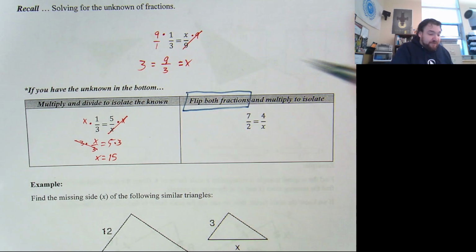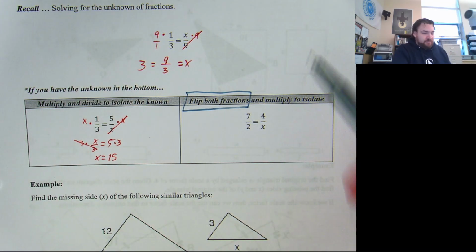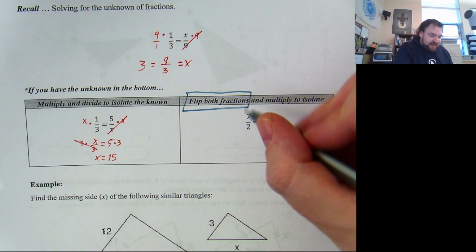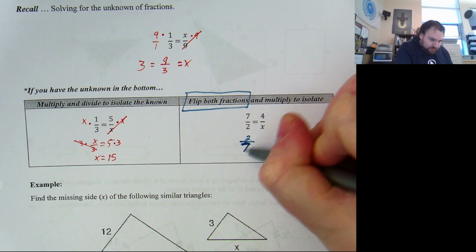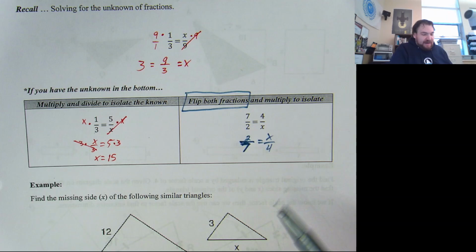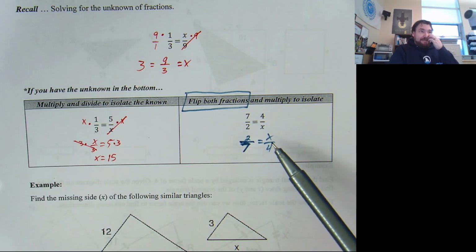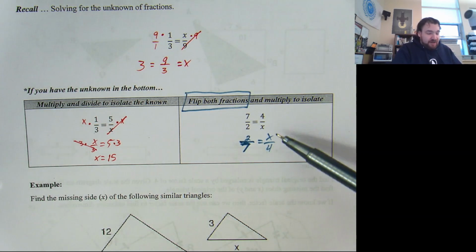Instead, what you can do is, if what you're looking for is in the denominator, you can flip both fractions. So what's that going to give me? On the left-hand side, I'm going to get 2 over 7 is going to equal x over 4. If I flip one of them, I have to flip the other one. And now the thing that we're looking for is alone in the numerator. Taking the reciprocal of both sides is a valid mathematical operation, and that's what we've done.